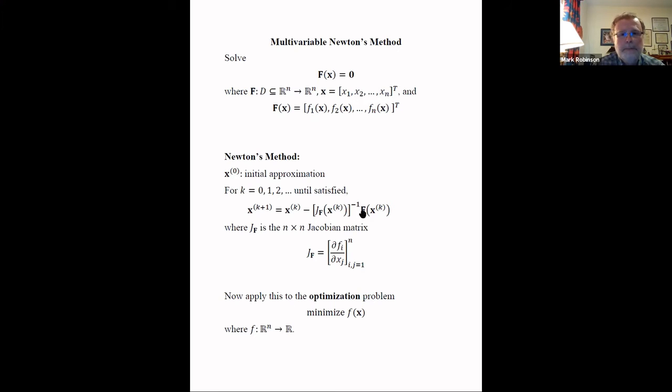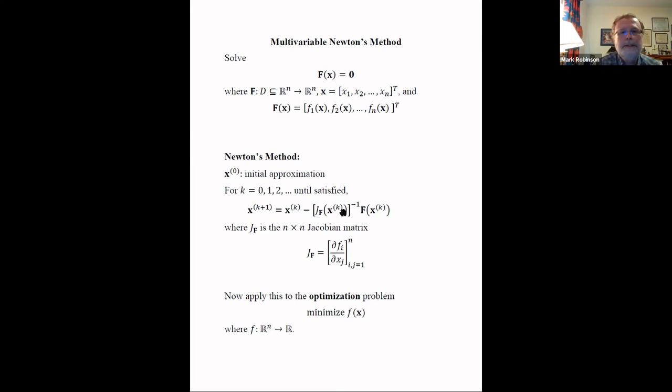There is the function f evaluated at the prior iterate. And then in front of that is the inverse of this matrix, J sub f, which is the Jacobian matrix of the function f. That's an n by n matrix where the ij entry is the partial derivative of the ith component function with respect to the jth independent variable.